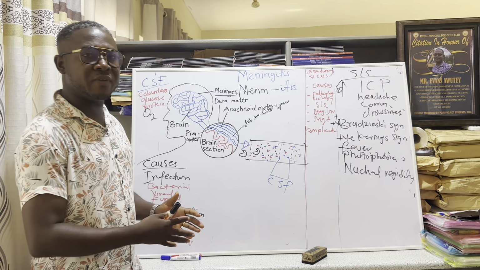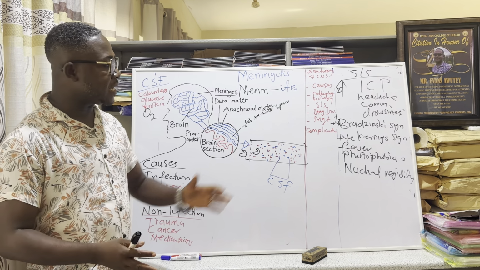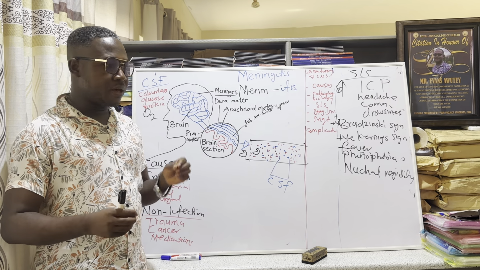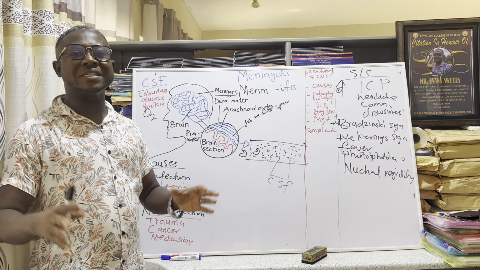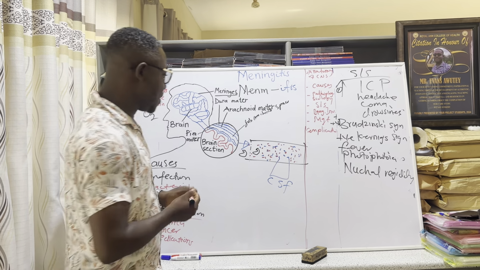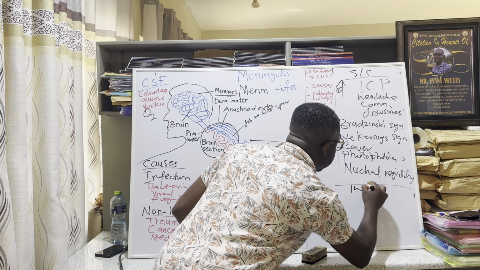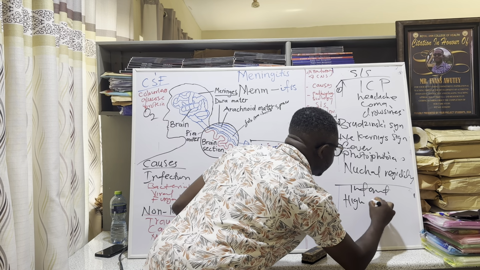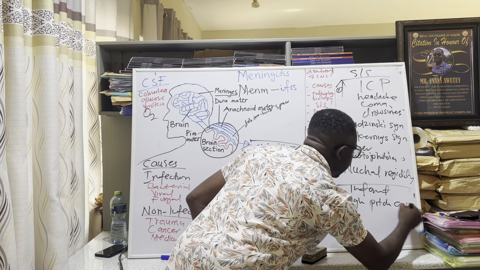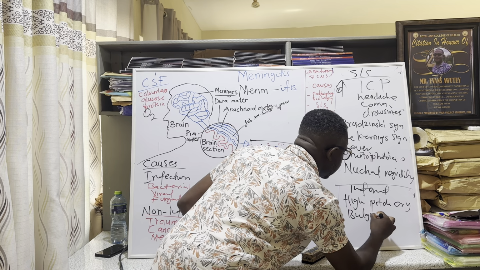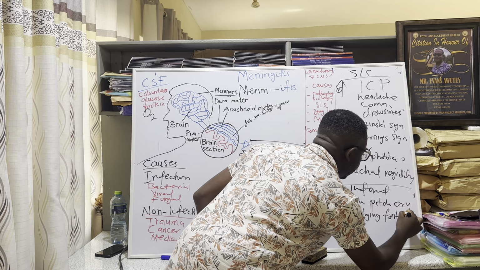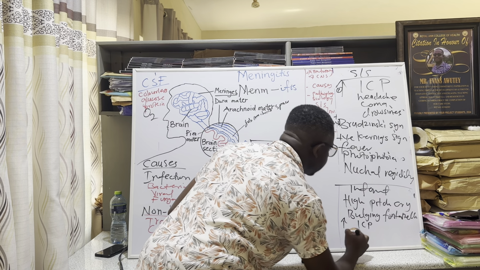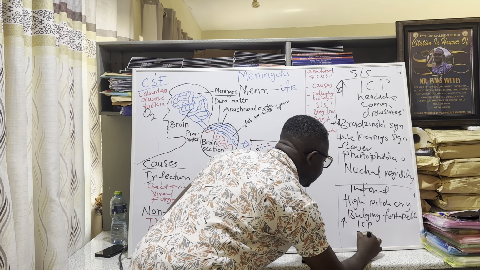And then, as I said, the bulging fontanel is mostly seen among infants. With the infants also, apart from the photophobia, the nuchal rigidity, and the bulging fontanel, they also experience high pitch cry. So let me put it here for you. Infants: we have high pitch cry, we have bulging fontanel, we have increased ICP, and then we also have the stiffness of neck.